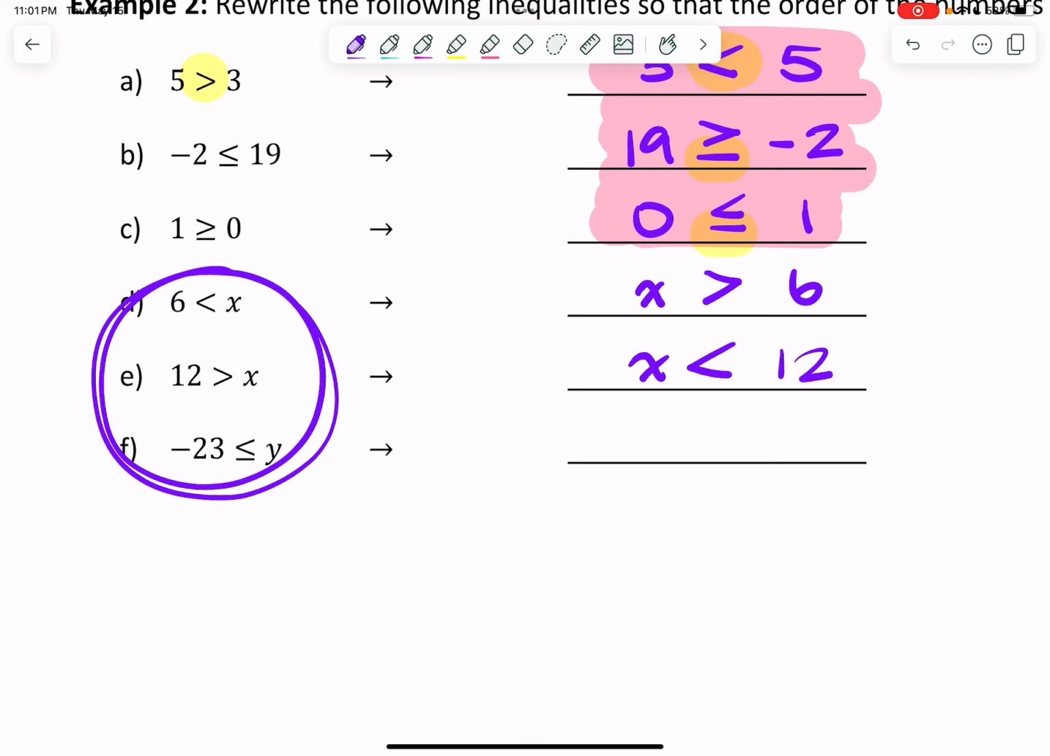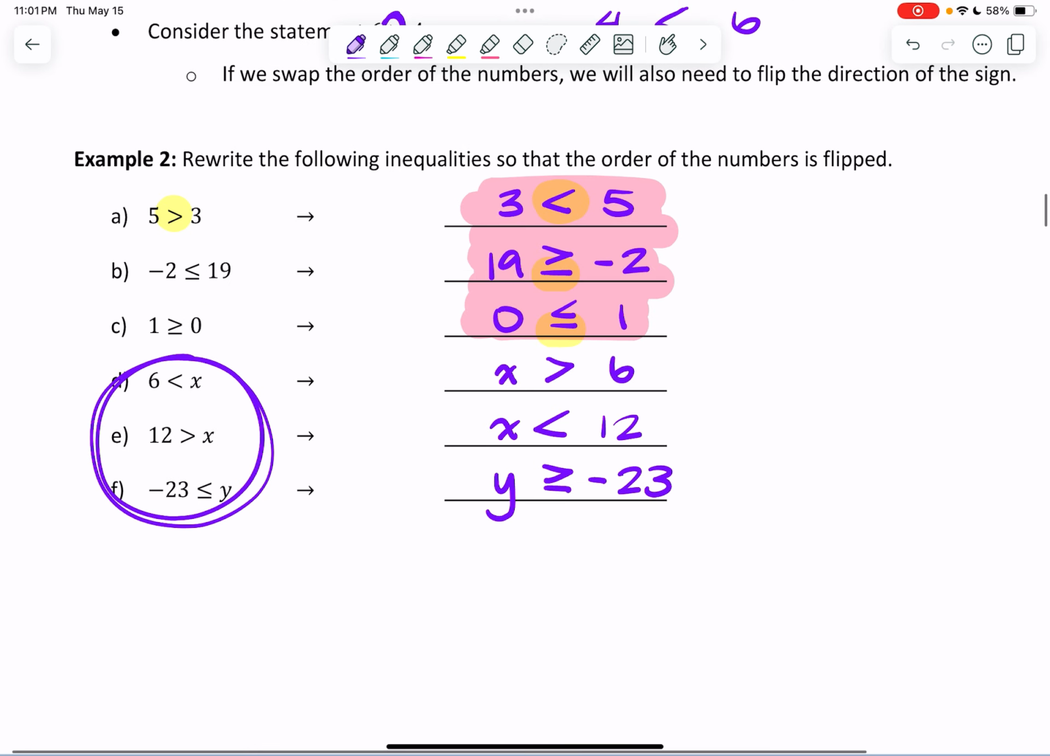And if -23 is less than or equal to y, that means y is greater than or equal to -23. So that really, really matters. And we're going to talk about this contextual piece where I have a variable involved, and we're going to talk about defining variables and all of that again.